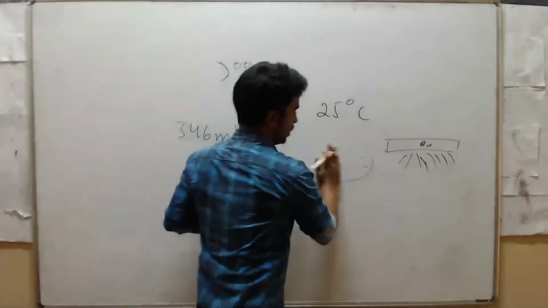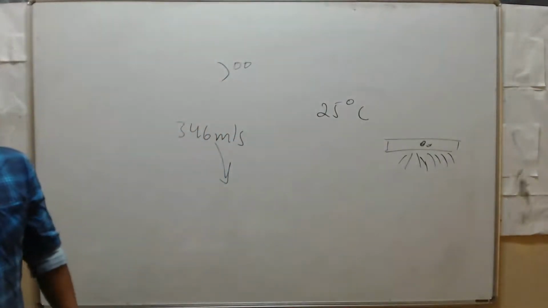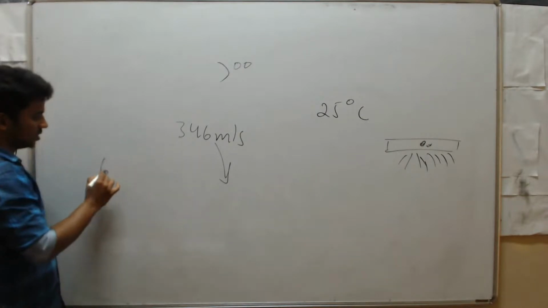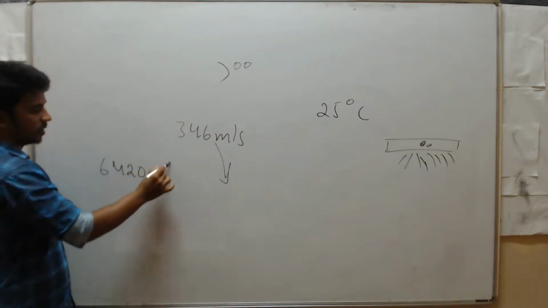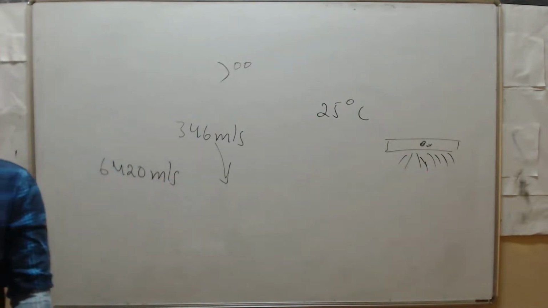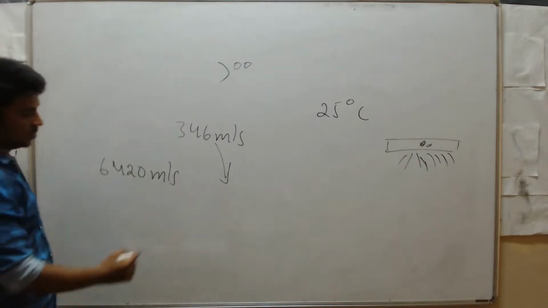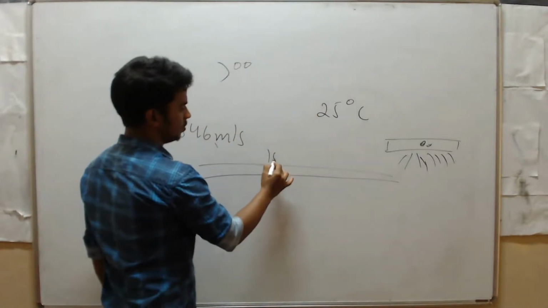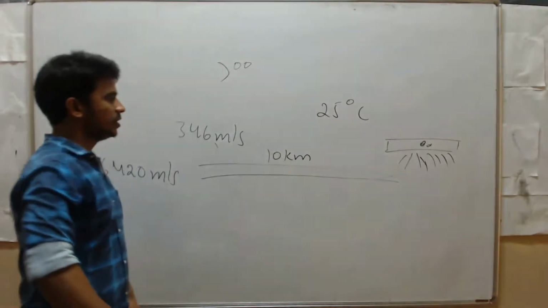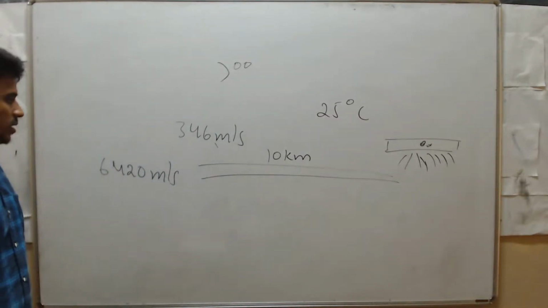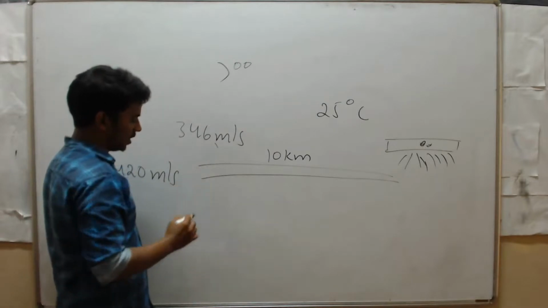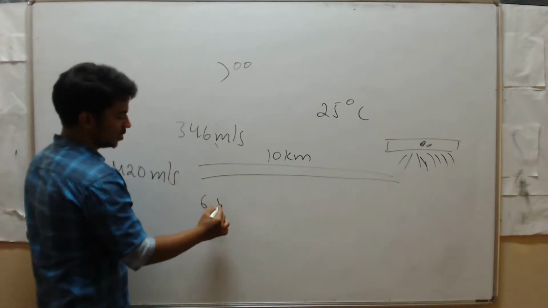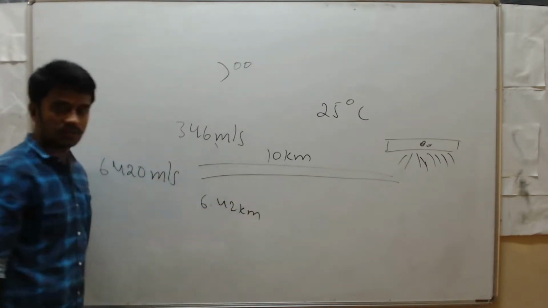Now in your table we have given the data, right? At 25 degrees Celsius, the speed of sound in aluminium is 6,420 meters per second. Which means, for example, if you have a 10 kilometer aluminium rod, then in 1 second, when you produce a sound in aluminium, it will cover 6.42 kilometers.